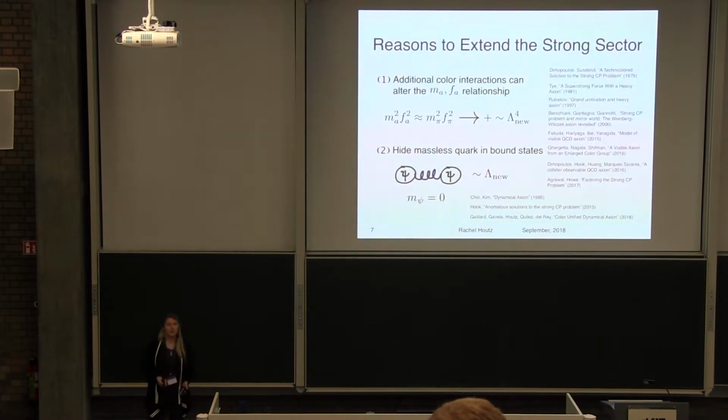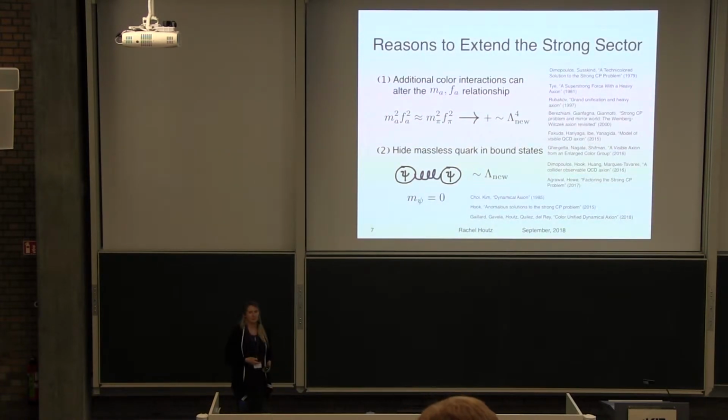All right, so hopefully I've motivated two reasons why it might be worth thinking about extending the color sector of the standard model, or the theta of the strong sector. I mean QCD, and then maybe other confining gauge groups. One reason is that additional color interactions could alter this m_a-f_a relationship. In the standard model, it looks like m_pi, f_pi, but if you had some other interactions, very generally, you might get contributions that go like the confining scale of those new gauge groups.